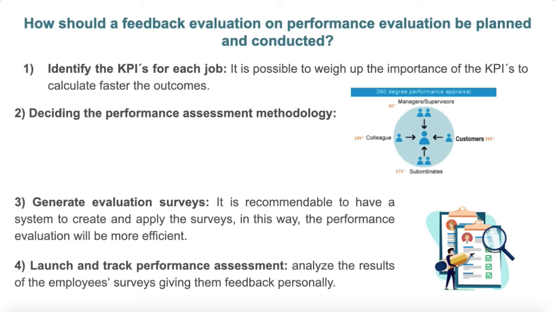90 degrees. The person is only evaluated by their immediate boss. 180 degrees. The employee is evaluated by their boss and colleagues. 270 degrees. Besides the previous people, the employee is evaluated by their subordinates. 360 degrees. The employee is evaluated by everyone within the company, including the internal and external customers or suppliers.